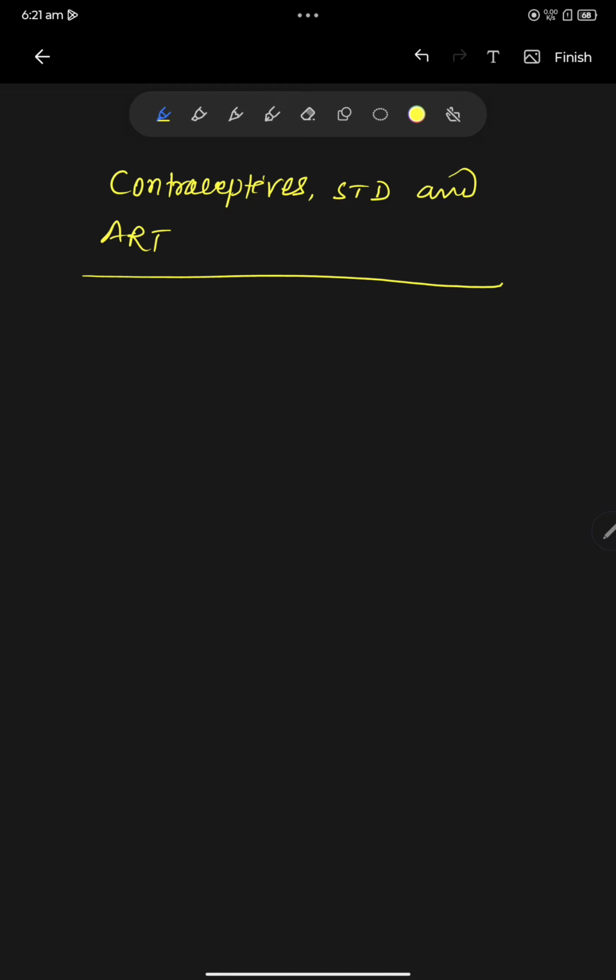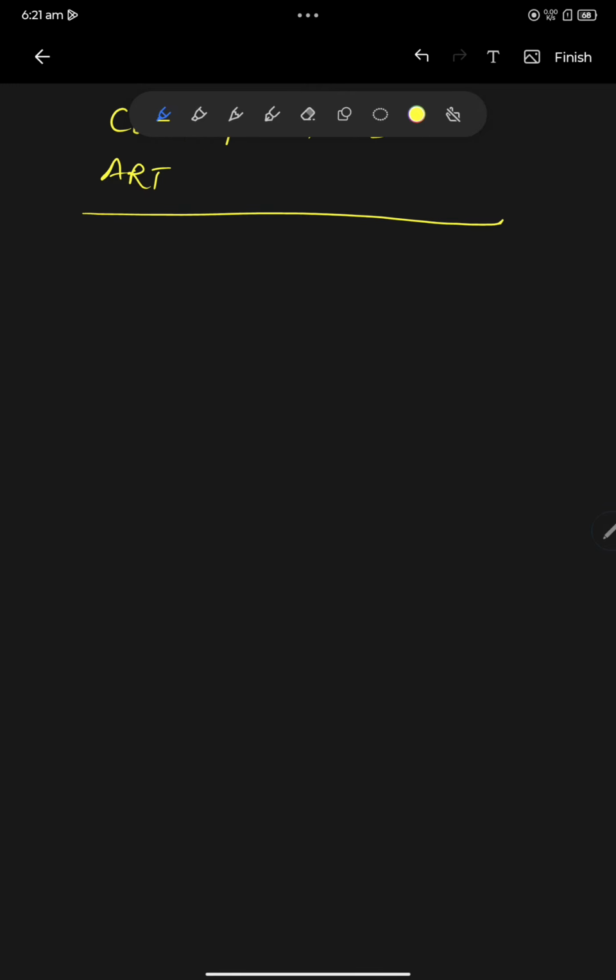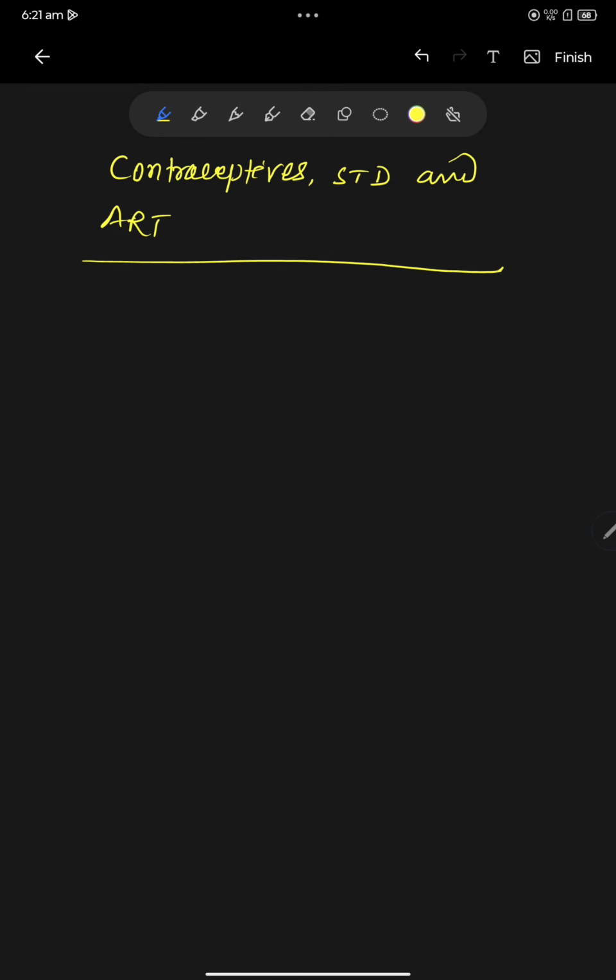So, in our previous session, we discussed the initiatives taken by the Indian government to create a reproductively healthy society. Today we'll be discussing contraceptives, then STDs, and assisted reproductive technology, ART. So these three topics we'll be discussing today. Let us first discuss contraception.